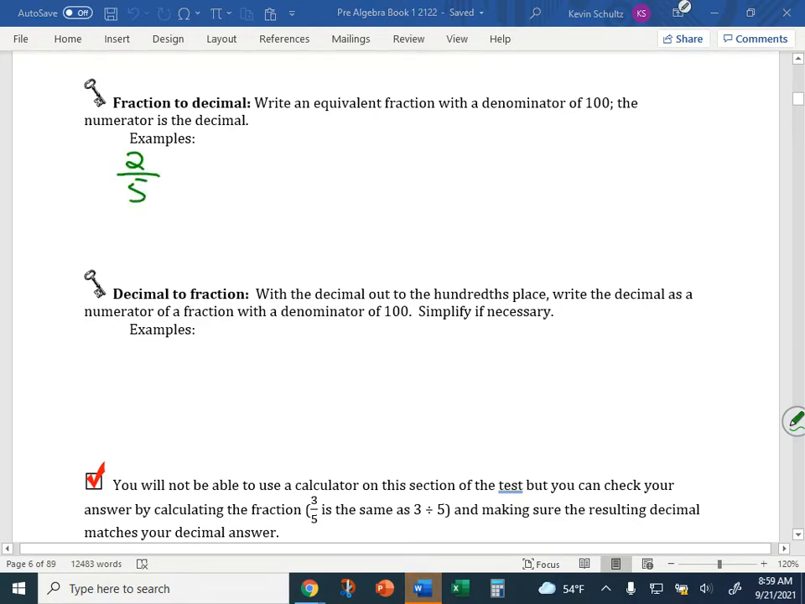Okay. How would I write that fraction as a decimal? Who remembers from last year, maybe even back to 5th grade, how you do this? Lexi?